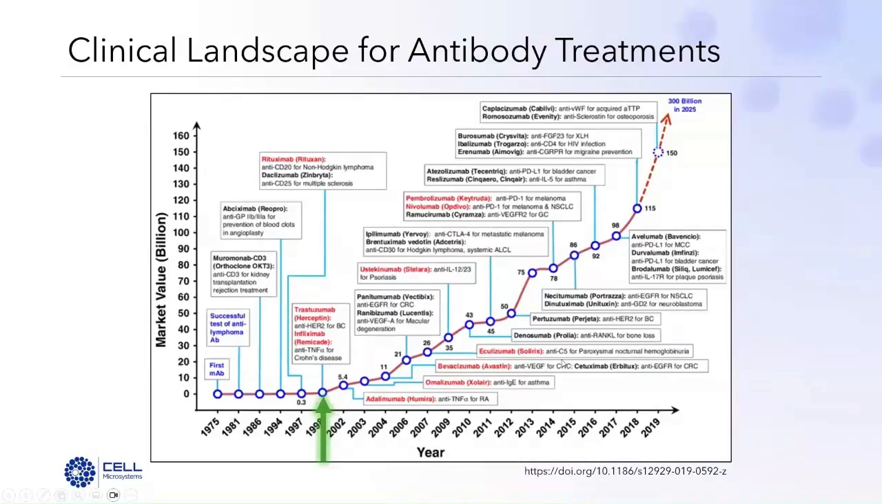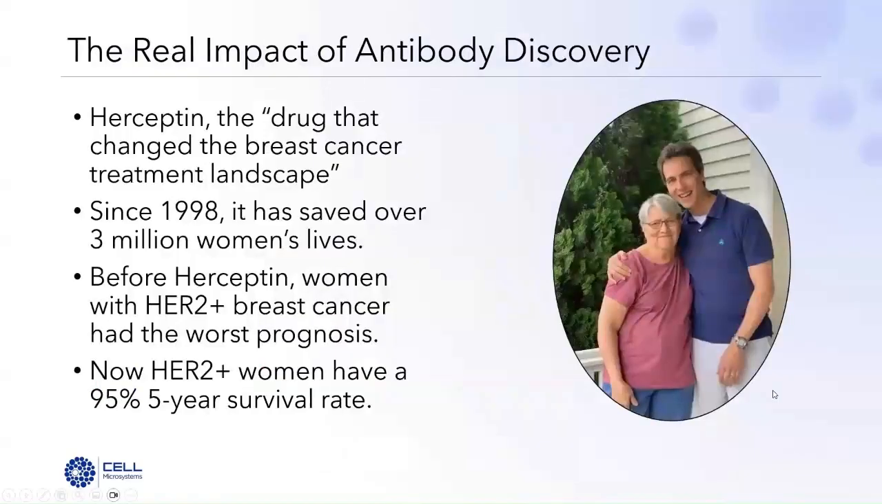And while I could stay up here all day and talk to you about the dollars and cents of antibodies and their use in both research and therapeutics, there's a very real human factor to the role of these antibodies in the clinic. Herceptin was hailed as the drug that changed the breast cancer treatment landscape. Since 1998, when it came out, it has saved over 3 million women's lives, and one of those women is pictured here right on this screen.